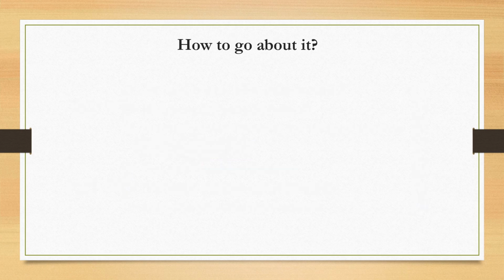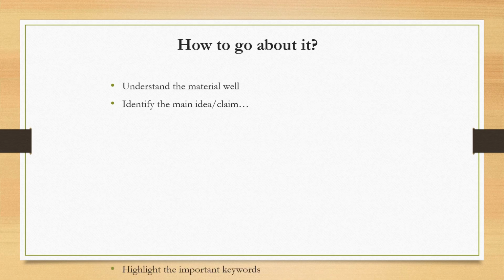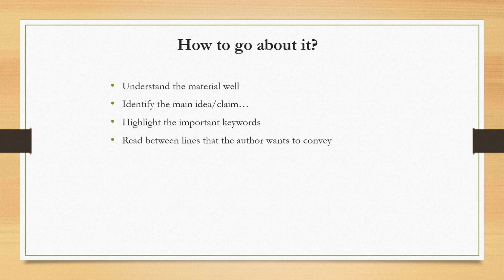How to go about it? Now, the process of writing a commentary goes as follows. First, try to read well to understand the material. Identify the main idea and claim. Highlight the important keywords that help you to dismantle and explain the idea. Try to read between the lines what the author wants to convey, the message he is trying to make.